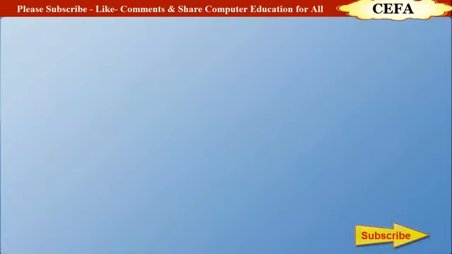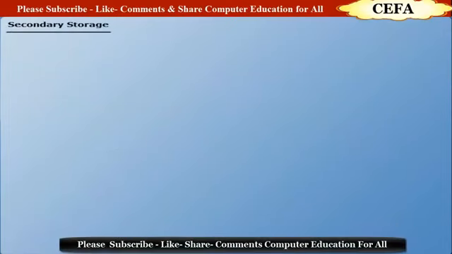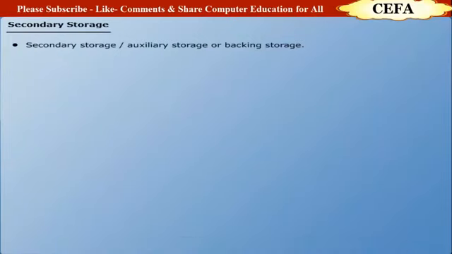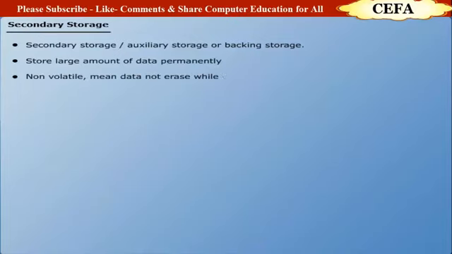Secondary storage. Secondary memory is also called secondary storage, auxiliary or backing storage. These devices are used to store large amounts of data permanently. These are called non-volatile memory because after shutting off the computer, the data is not erased. Types of storage media: hard disks, optical disks.